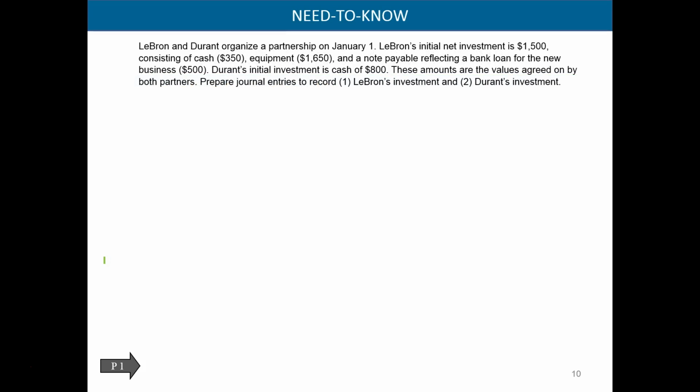So we have LeBron and Durant, who organize a partnership on January 1st. LeBron's initial investment is $1,005, consisting of 350 in cash, equipment of 1,650, and a note payable of 5,000 reflecting a loan for the new business. Durant's initial investment is cash of 8,000. These amounts are the values agreed by the partnership. So they agreed on these values. Prepare journal entries for LeBron's investment and Durant's investment.